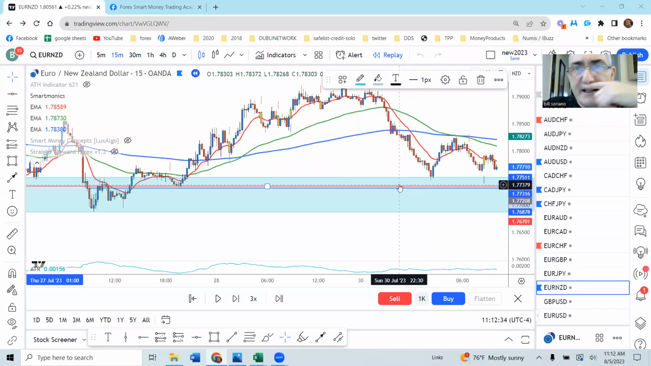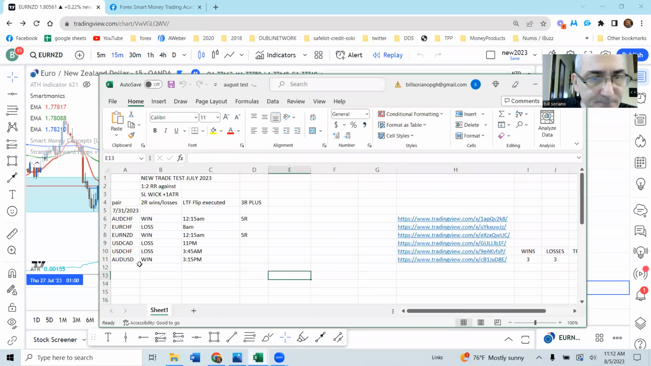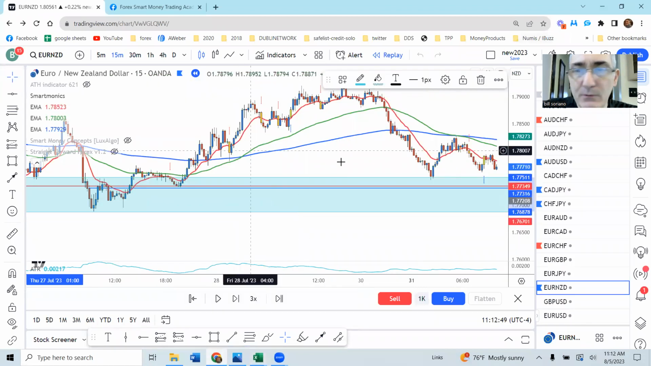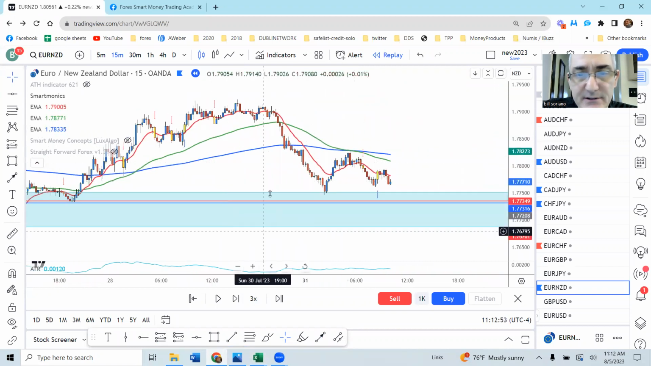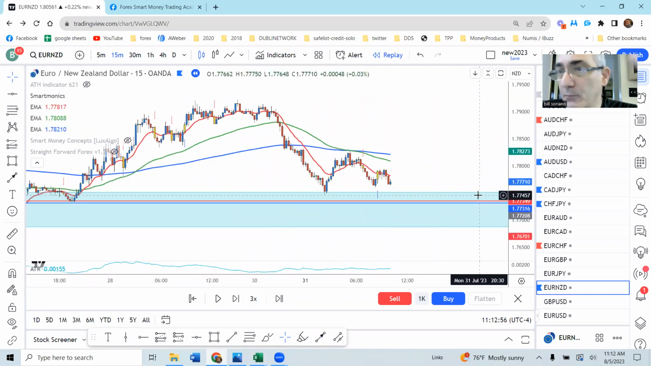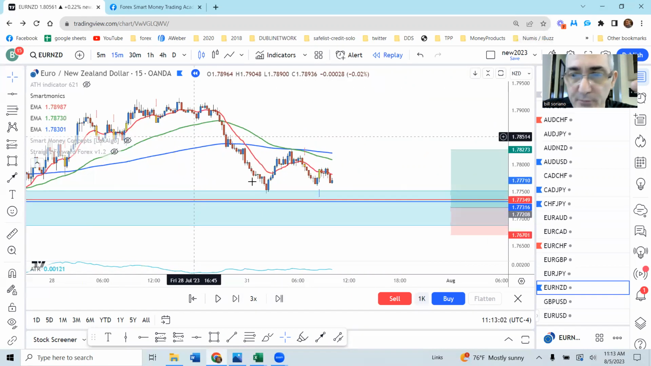So the next trade we have was EURNZD, right? So we could see here, EURNZD was a winning trade executed at 12:15 a.m. So again, why did we take this trade? So right here, what you see is our order block that we had marked up when we did our video on Sunday, right? The blue line is our point of interest line. So we're waiting for price to come down there and hit that line, right?